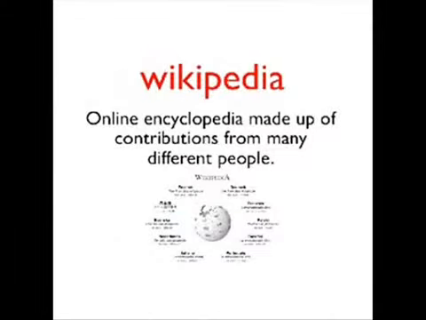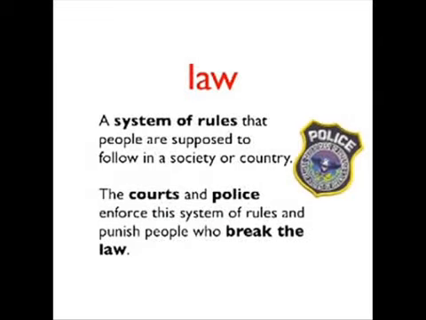Let's start off by looking at a definition of what law is from the English Wikipedia. A Wikipedia is an online encyclopedia made up of contributions from many different people. So, according to the Wiki, law is a system of rules that people are supposed to follow in a society or country. The courts and police enforce this system of rules and punish people who break the laws, such as by making them pay a fine or other penalty, such as sending them to jail.